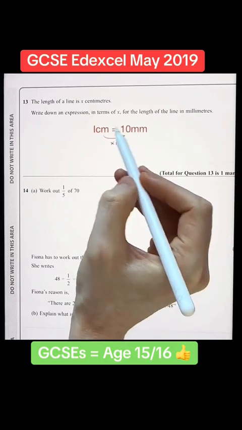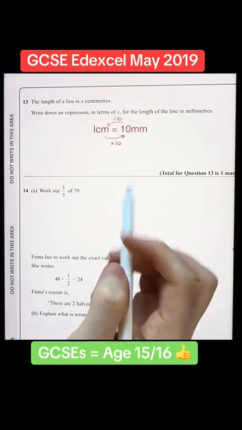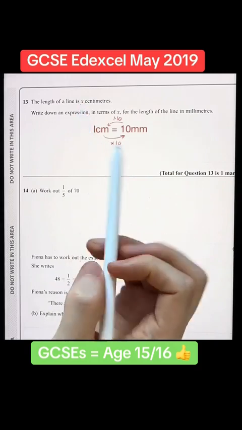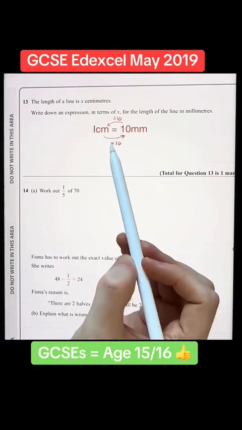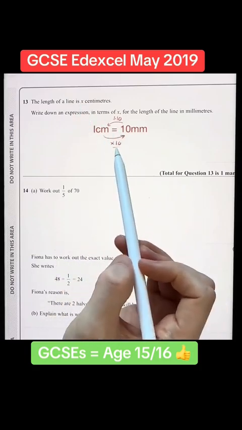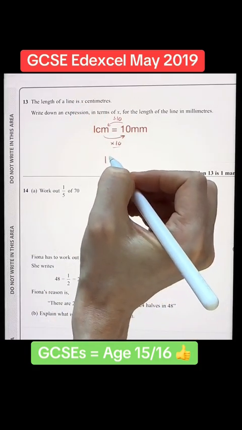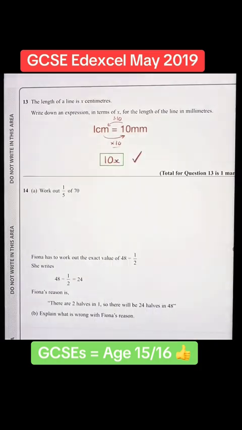And if we're going from millimetres into centimetres, we do the opposite. As here, we're going from x centimetres into millimetres. Therefore, I'm going to be multiplying by 10. And 10 multiplied by x in algebra, we just simply write as 10x.